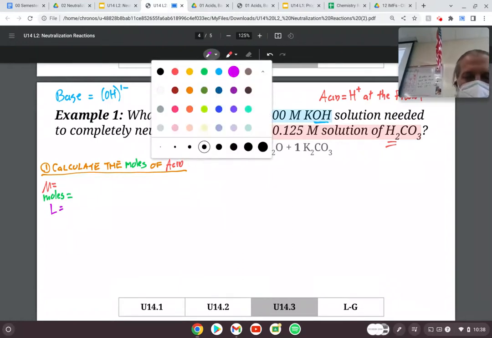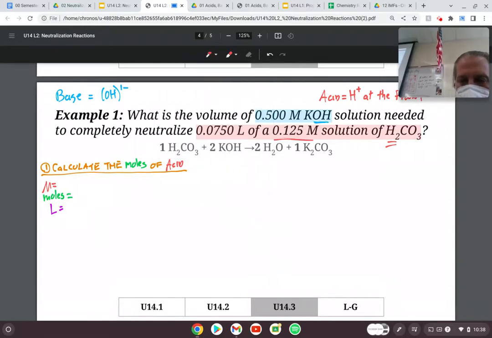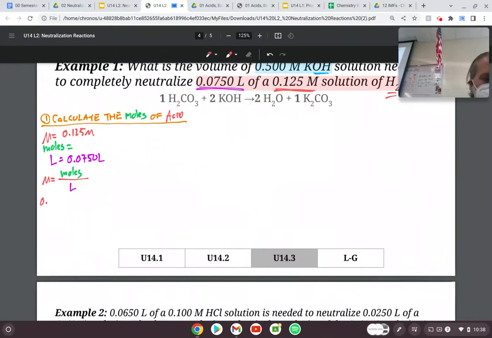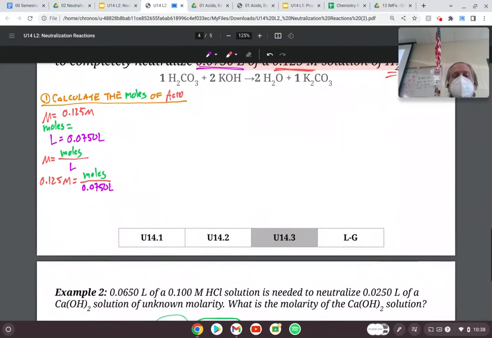And in this problem, I see that the molarity of the acid is 0.125, and the volume of the acid is 0.0750 liters. So I'm going to plug that into my molarity formula, which is moles divided by liters. And when I plug that in, I'm going to take the 0.125 molar H2CO3. I'm solving for moles. And I'm going to take the 0.0750 liters. Now I'm solving for moles, and as we did in the past, we multiplied both sides by 0.0750.